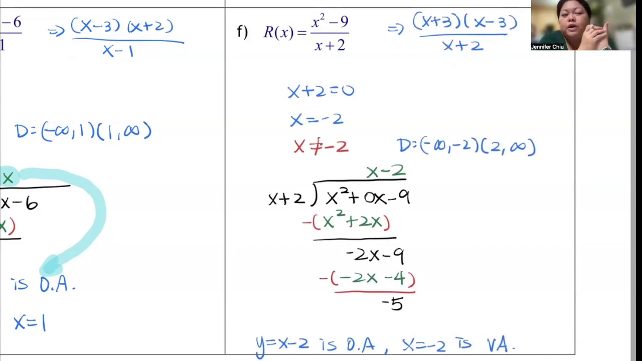Okay, so at this point, we are temporarily done with our rational functions, and we will definitely do more once I am back.